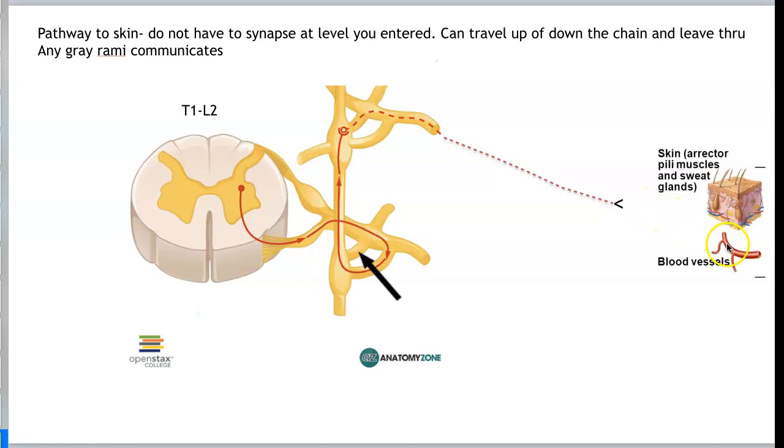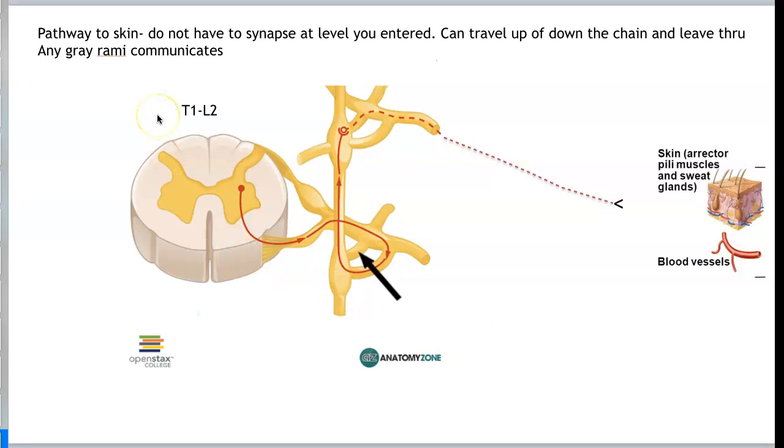What will it do to the blood vessels of the skin? Vasoconstriction. What will it do to the sweat glands? You'll start sweating. What's going to happen to the erector pili muscles? They're going to stand up. It's called piloerection. These hairs are going to stand straight up.